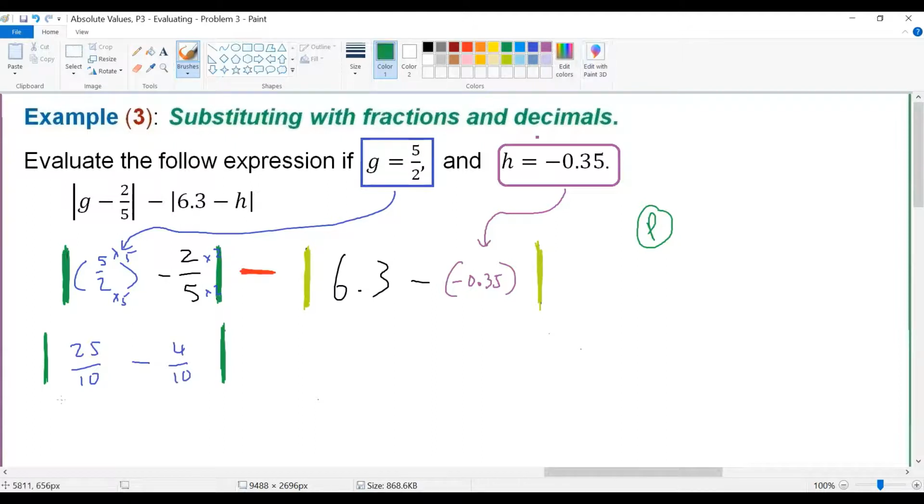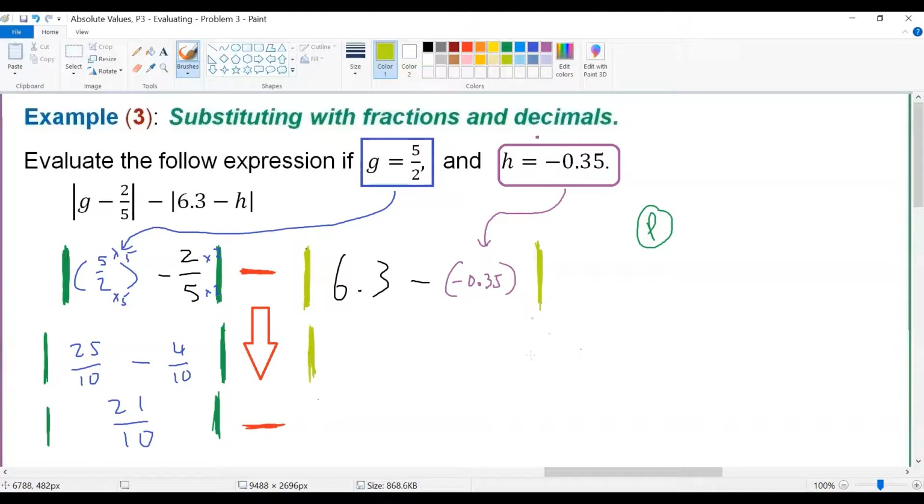And so inside this first absolute value, I'm going to subtract 25 minus 4. This leaves us with 21 over 10. I'm going to bring down the subtraction symbol because we haven't done any subtraction yet, because we still have to take care of the other absolute values.